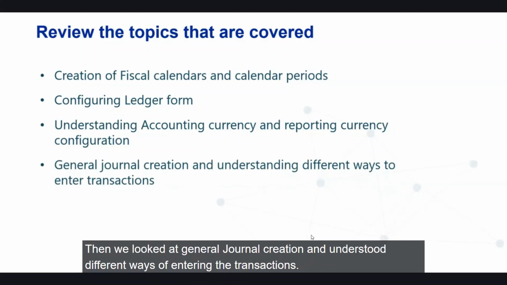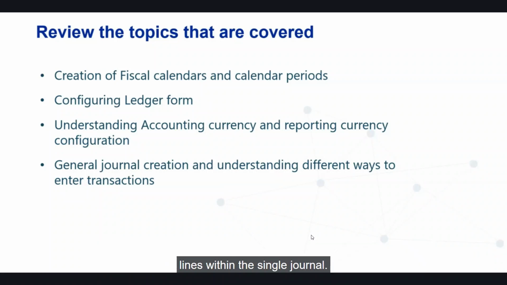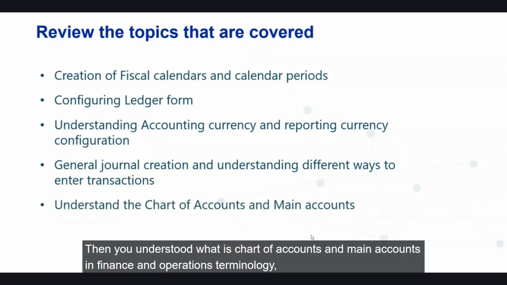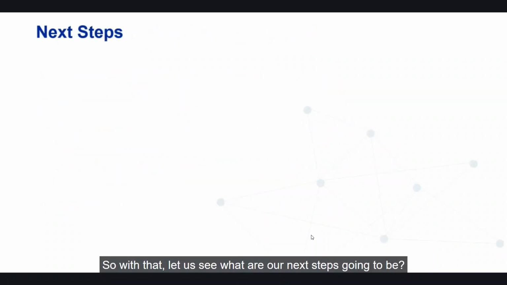Then we looked at general journal creation and understood different ways of entering transactions. That could be entering a single line within a journal or splitting the transaction into multiple lines within a single journal. Then you understood what the chart of accounts and main accounts are in finance and operations terminology. So with that, let us see what our next steps are going to be.